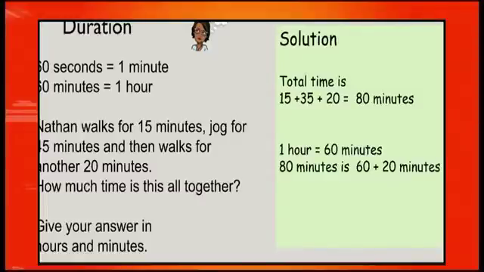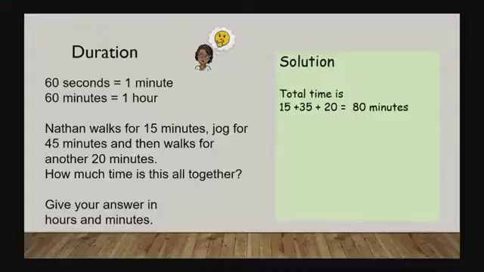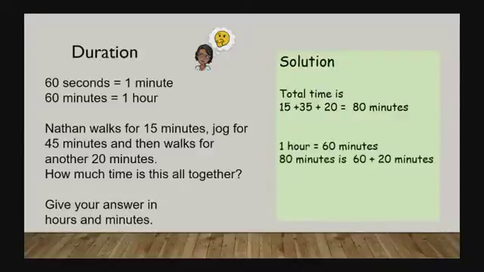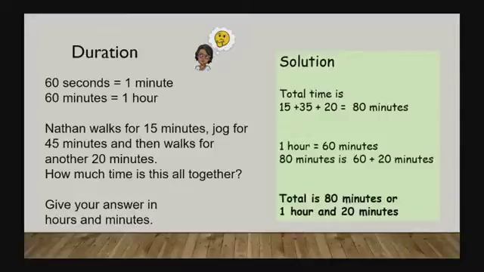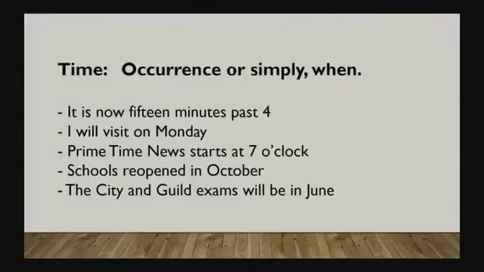Now remember that 1 hour is 60 minutes. So the 80 minutes would be 60 minutes for the hour plus an additional 20 minutes. So the total would be 1 hour, 20 minutes. So the question was asked, how much time is this altogether, or how long, the duration? Let's look at occurrence, the other idea related to time.